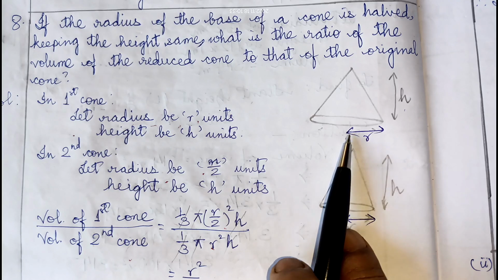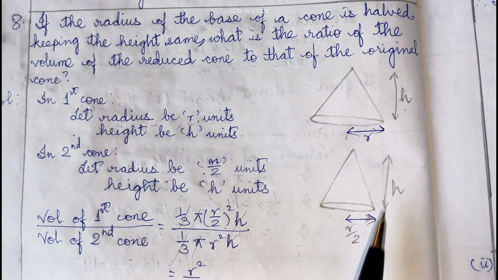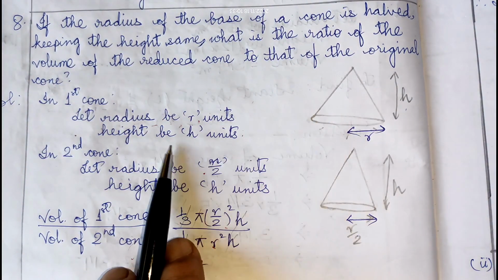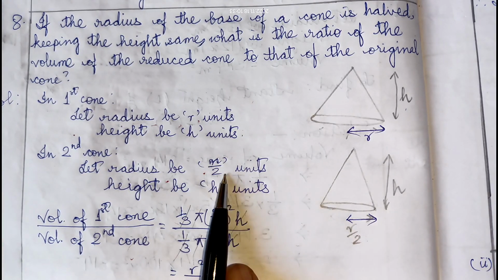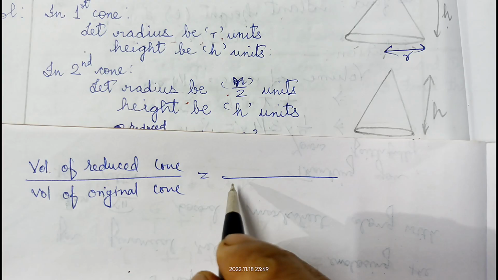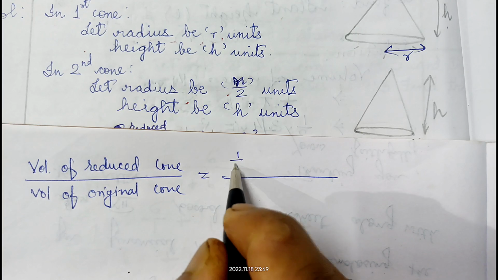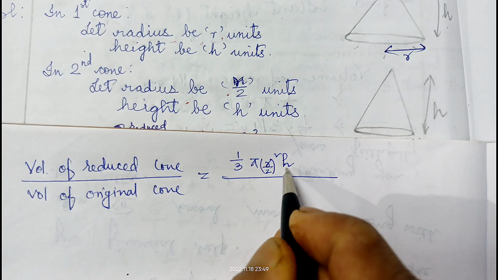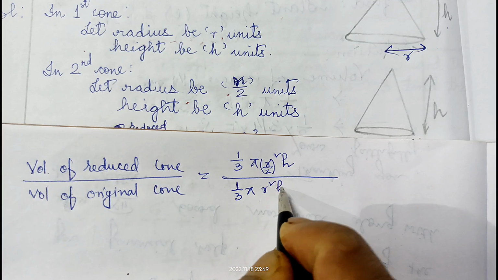So in the first cone radius is R, height is H. In the reduced cone radius is R by 2, height is H. So we can write, let radius be R unit, height is H units. For the second cone radius is R by 2 and height is H. So volume of reduced cone by volume of original cone will be (1/3)π(R/2)² into H by (1/3)πR² into H.